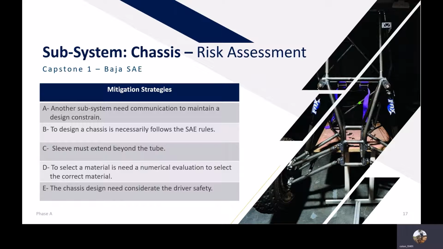We can mitigate these risks in the following way. Other subsystems need communication to maintain design constraints. To design a chassis, it's necessary to follow the SAE rules. Sleeves must extend beyond the tube. To select a material, a numerical evaluation is needed to choose the correct material. The chassis design needs to consider the driver's safety.